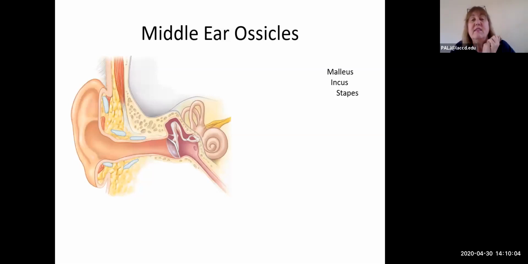Okay, now in the middle ear, we have 3 ossicles, and the names are the malleus, incus, and the stapes. And so one will attach to the backside of the tympanic membrane, and the third one attaches to the opening of the inner ear.